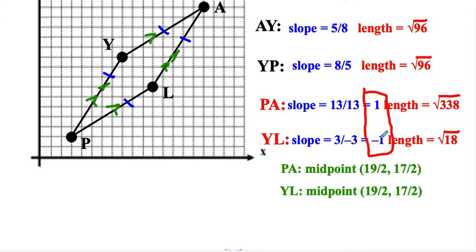Now, of course, we know that for a rhombus, the slopes of the diagonals should be perpendicular, and it does show that they are, and they're certainly not the same length.